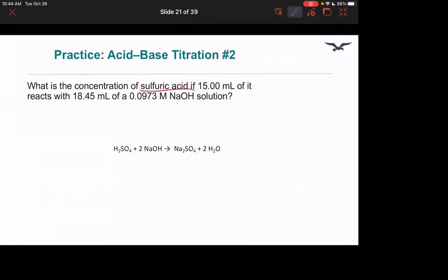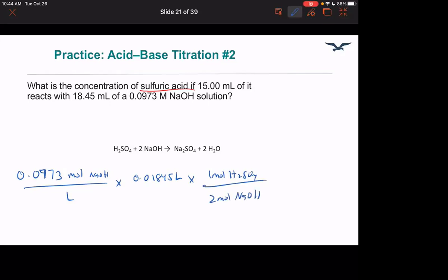Sorry, I'm doing it all over. 0.07973 moles of sodium hydroxide per liter times 0.01845 liters times one mole of H2SO4 for every 2 moles of sodium hydroxide. Looking at this right now, I'm at moles of H2SO4, which is what I want, times one over 0.01500 liters. So that's why you can't do the M1V1 all the time.